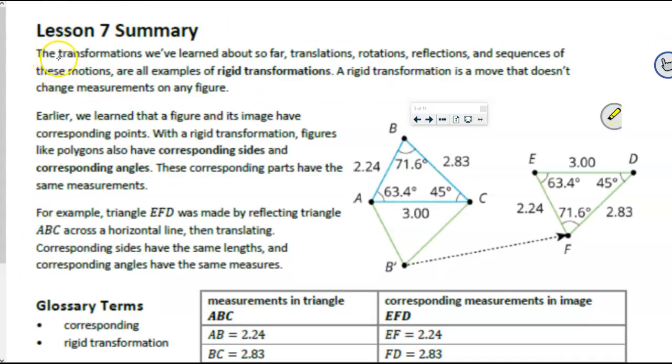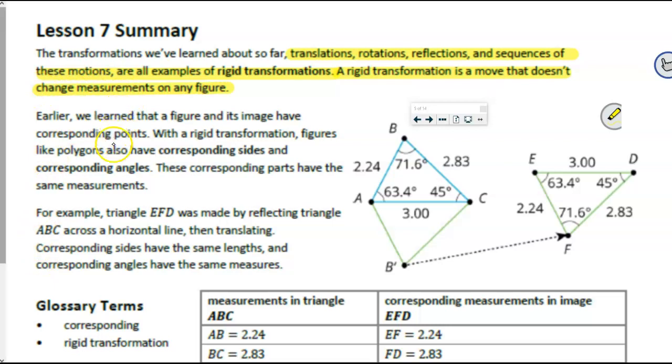The transformations we've learned about so far are translations, rotations, reflections, and sequences of these motions. So a translation paired with a rotation, like we just did, or a reflection paired with a translation. All of those are examples of rigid transformations. So we don't need to just call them transformations. They're rigid transformations. Again, a rigid transformation is a move that doesn't change any of the measurements.